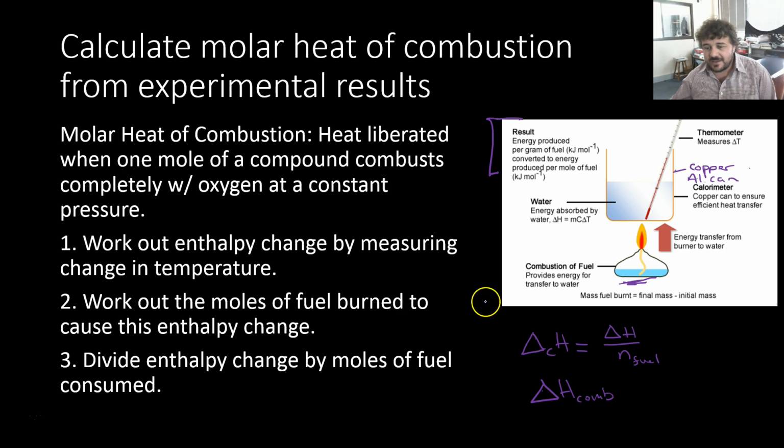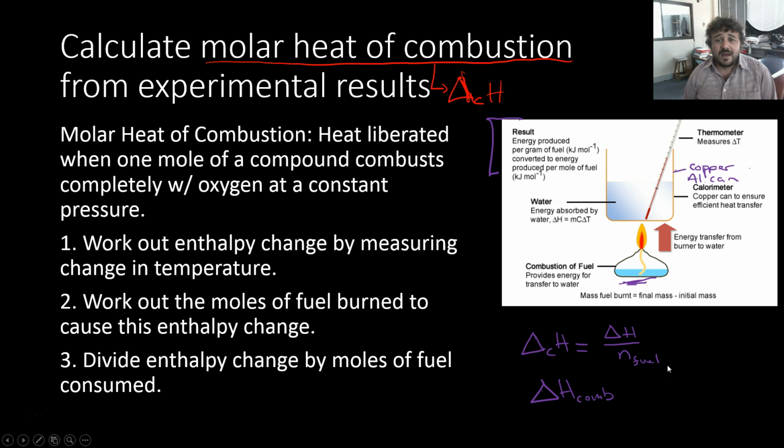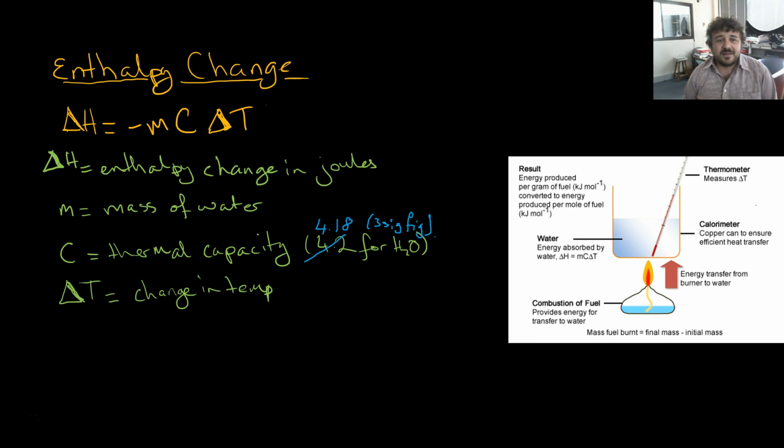So there's two ways of writing this. You can write it as delta CH or delta H comb, which is short for combustion. And it is the enthalpy divided by the moles. Pretty simple. And there it is up there. So let's have a look at how you would work this out.